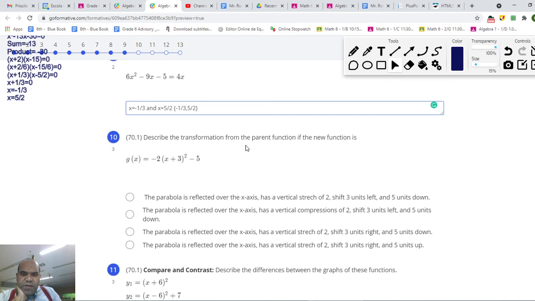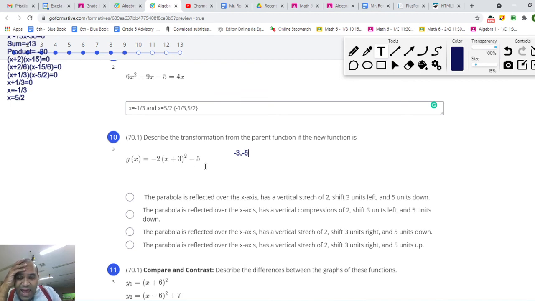Describe the transformation from the parent function if the new function is x plus 3, negative 5. Guys, I told you in this case here, find the vertex first. The vertex here is negative 3 and negative 5, sorry. And then I know it will move left 3 and down 5. Okay? Left 3 and down 5 here.